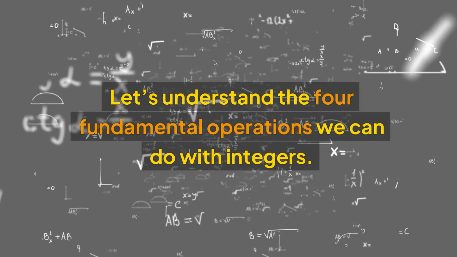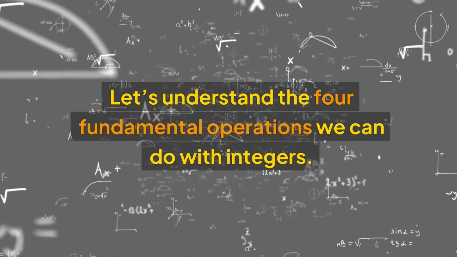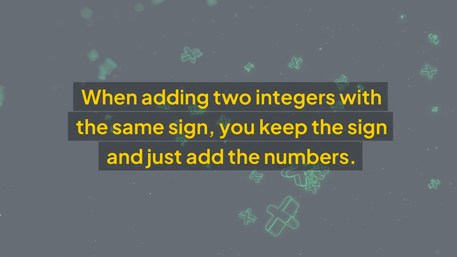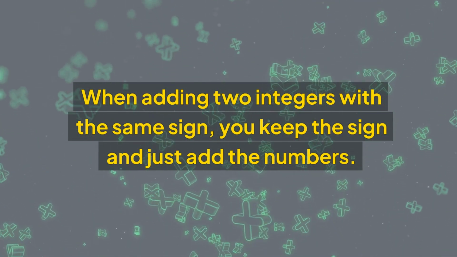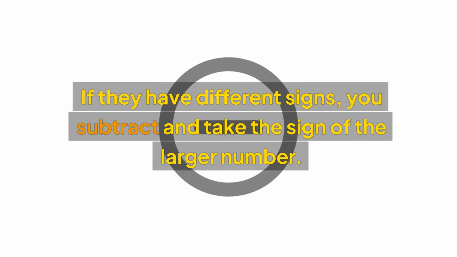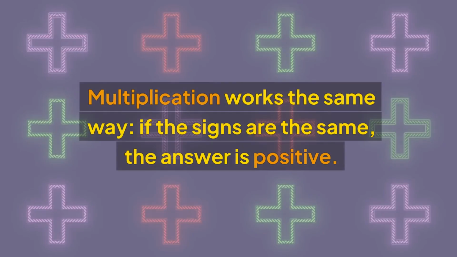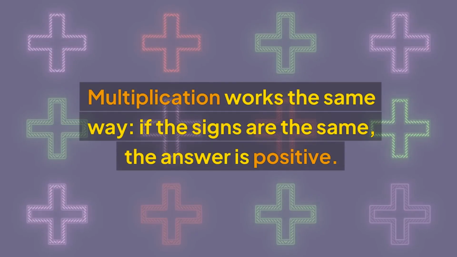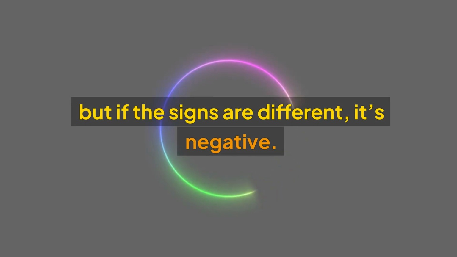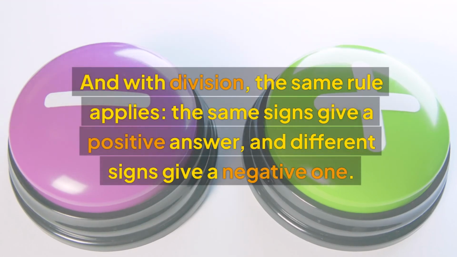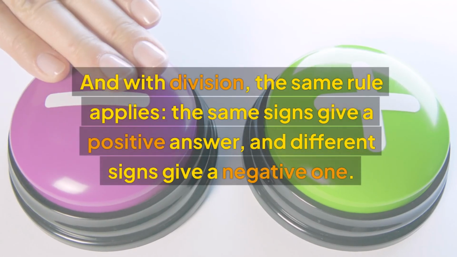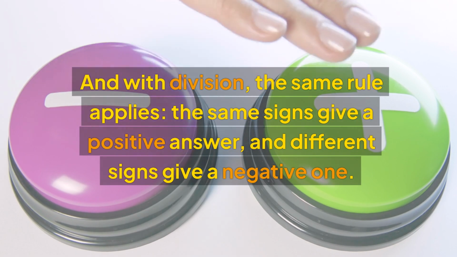Let's understand the 4 fundamental operations we can do with integers. When adding two integers with the same sign, you keep the sign and just add the numbers. If they have different signs, you subtract and take the sign of the larger number. Multiplication works the same way. If the signs are the same, the answer is positive. But if the signs are different, it's negative. And with division, the same rule applies. The same signs give a positive answer, and different signs give a negative one.